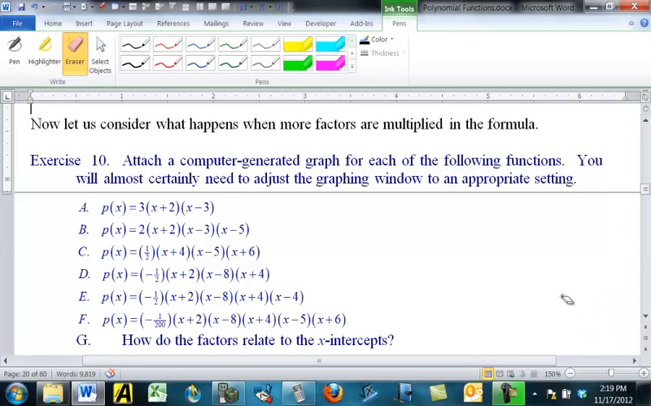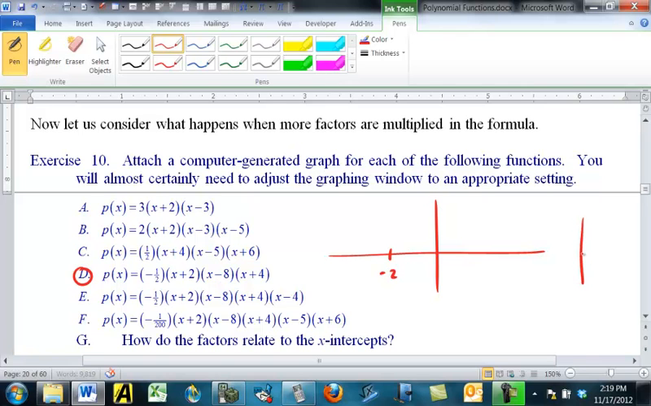What about, let's do D. What about D here? Well, 1, 2, 3 factors. We're going to see 3 roots. Negative 2, 8, oops, 8's out here somewhere. This is not to scale. Negative 4, somewhere over here. And it crosses at those 3 places.